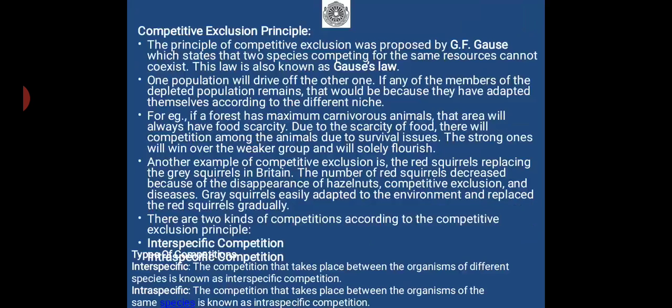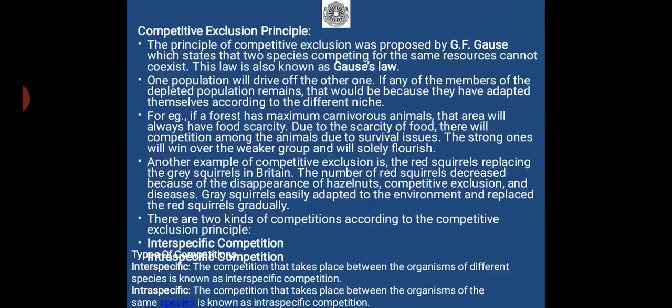And one population will drive off the other one, unless some members of the depleted population remain, because they have adapted themselves to a different niche. For example, if a forest has maximum carnivorous animals, that area will always have food scarcity. It's quite natural. Due to the scarcity of food, there will be competition among the animals for survival. The strong ones will win over the weaker group and will solely flourish.